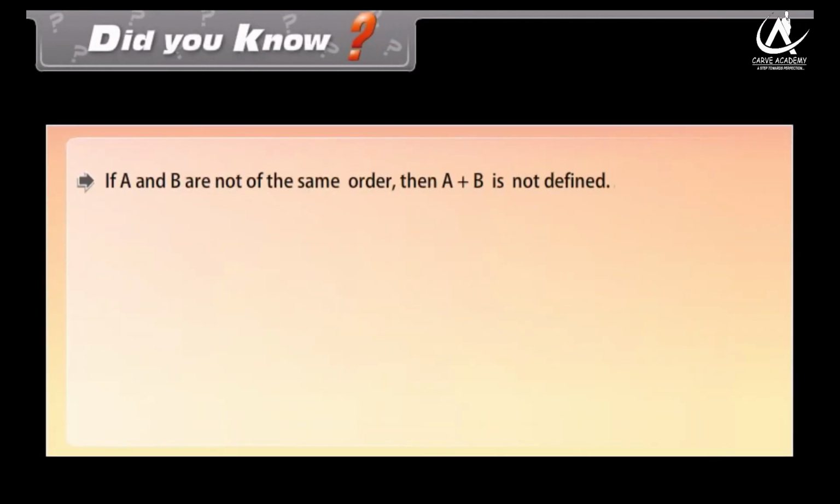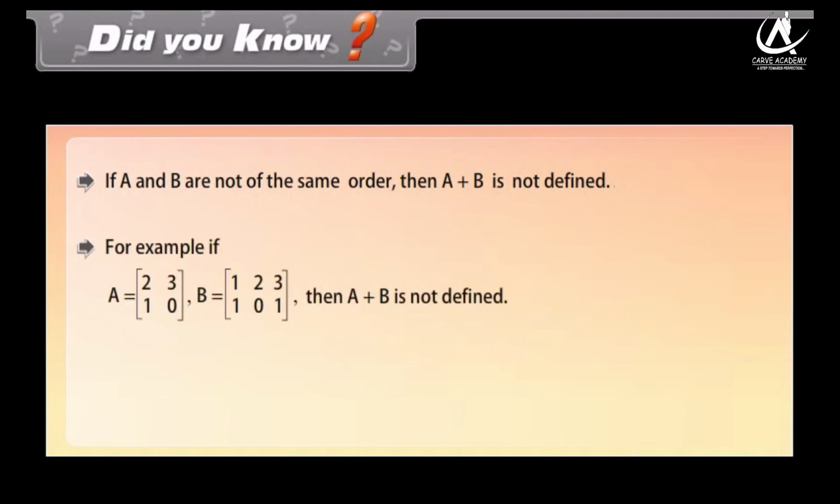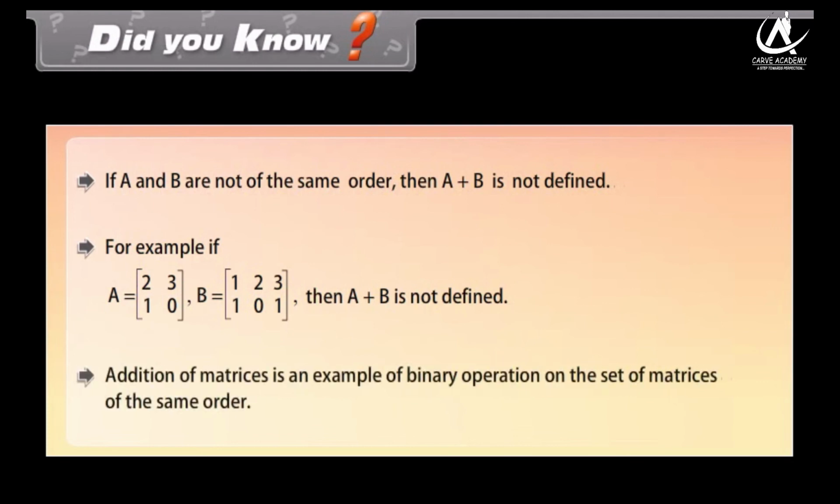Did you know? If A and B are not of the same order, then A plus B is not defined. For example, if A is equal to row-wise, first row 2, 3, second row 1, 0, B is equal to row-wise, first row 1, 2, 3, second row 1, 0, 1, then A plus B is not defined. Addition of matrices is an example of binary operation on the set of matrices of the same order.